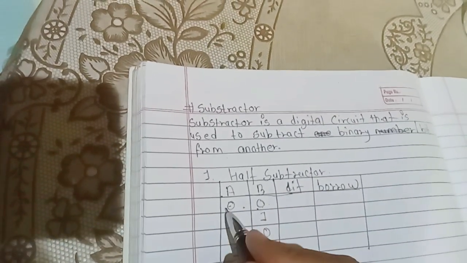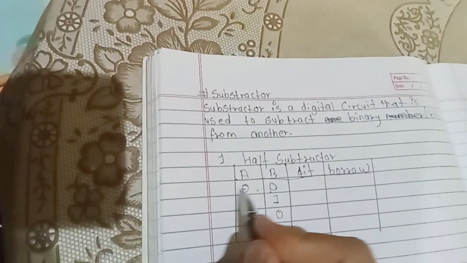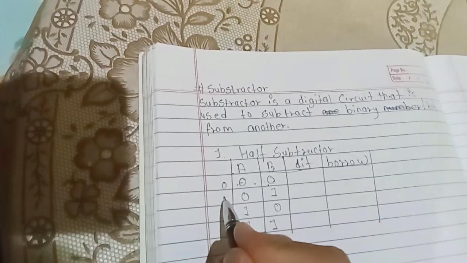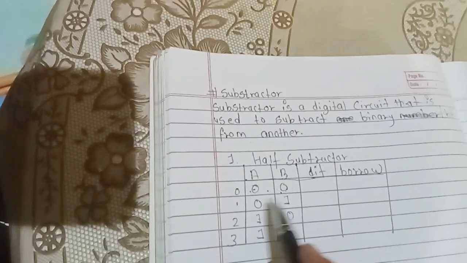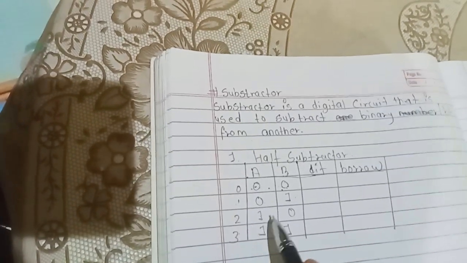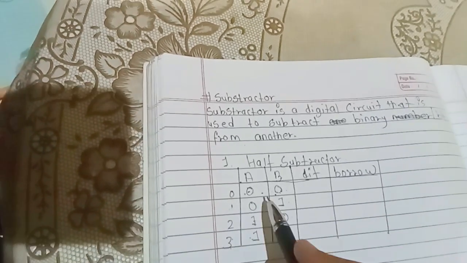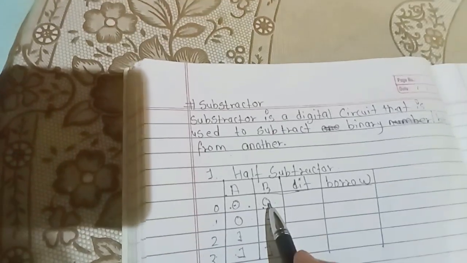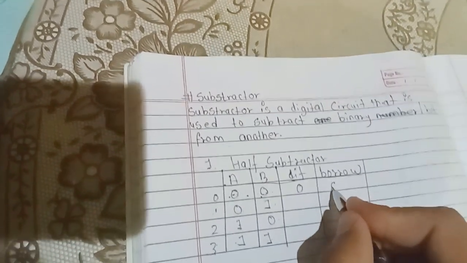If we see in decimal number, 0 0 is 0, 0 1 is 1, 1 0 is 2, and 1 1 is 3. So if we subtract 0 from 0, it will give 0, and we don't have to take any borrow. So let's write 0 for this.